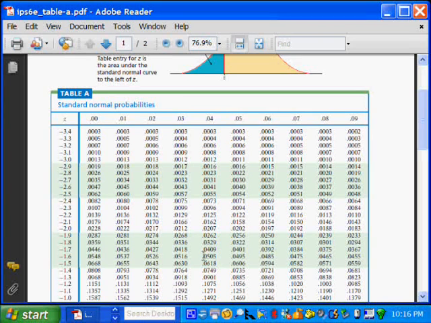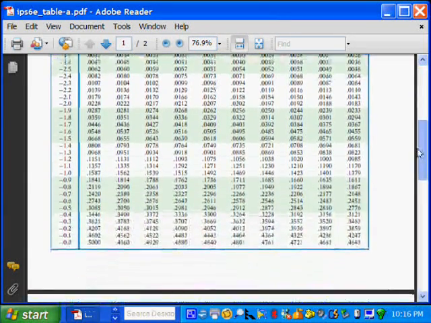I shall follow the following strategy. I will find the value the closest to 0.25 in the first column of the table. The value is either 0.2420 or 0.2743. As you see, 0.25 is between these two values.